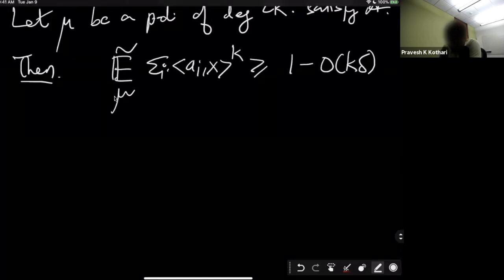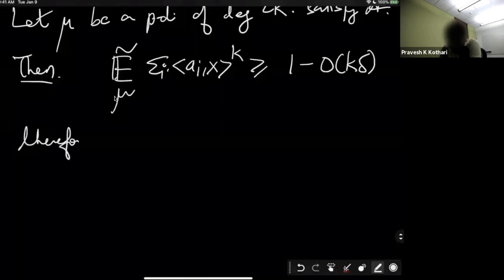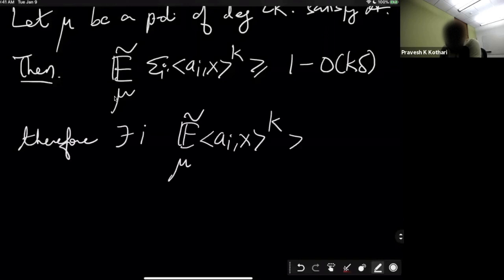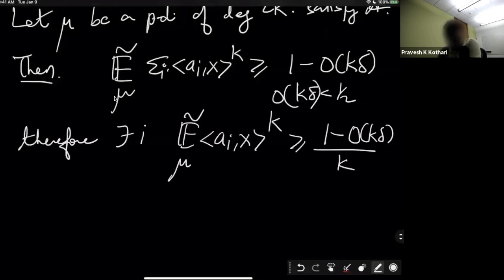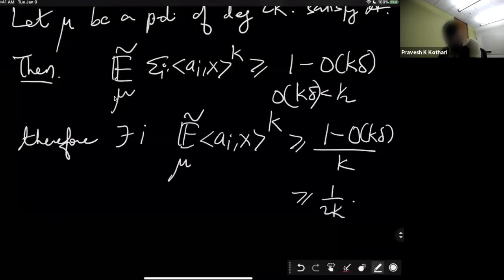One thing I can conclude is that there must exist an I such that the pseudo expectation of AI x to the k is at least 1 minus O of k delta, over k. Let's assume that O of k delta is at most half, because that's all I'll care about here. So this is at least 1 over 2k in that case. So what have I done? I know that the sum of the pseudo expectations of these terms is at least 1 minus O of k delta.